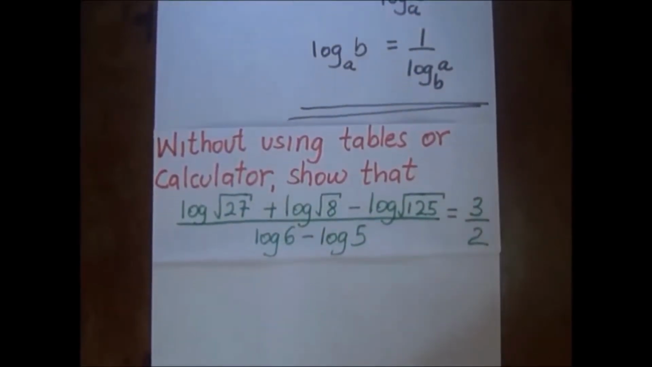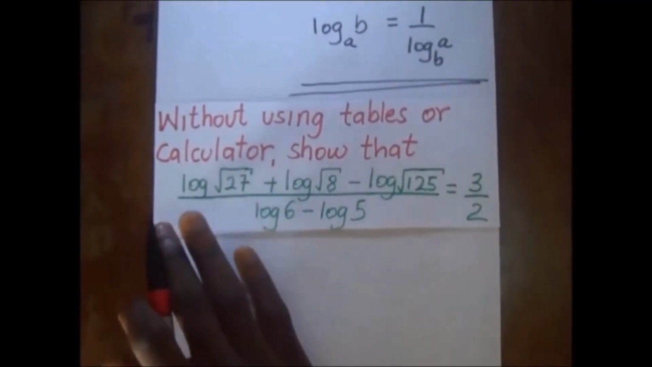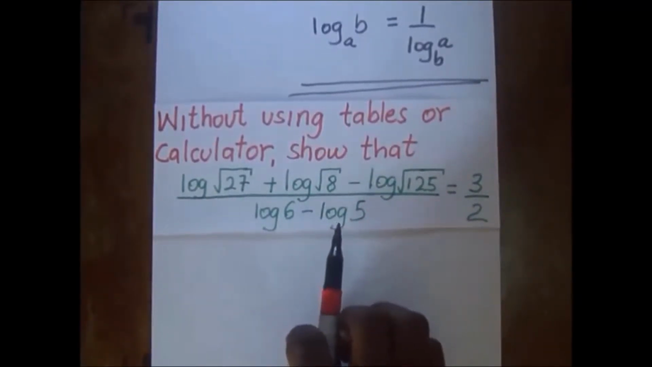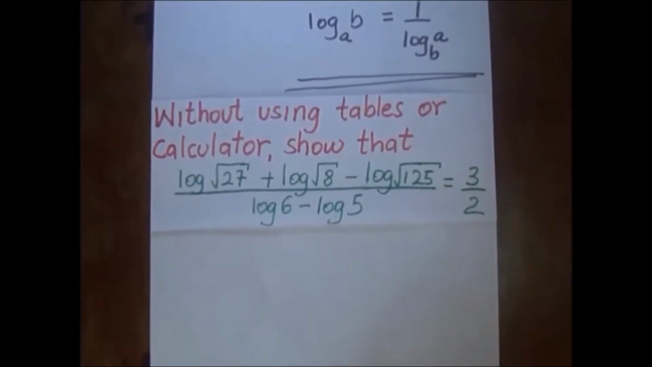Without using tables or a calculator, show that log of root 27 plus log of root 8 minus log of root 125, over log of 6 minus log of 5, is equal to 3 over 2. Without using tables, without using a calculator.